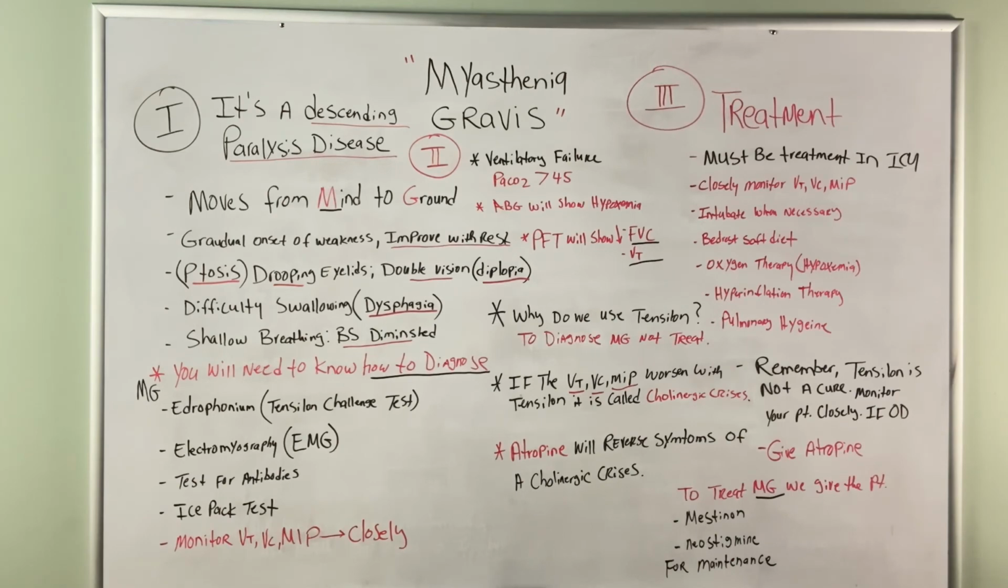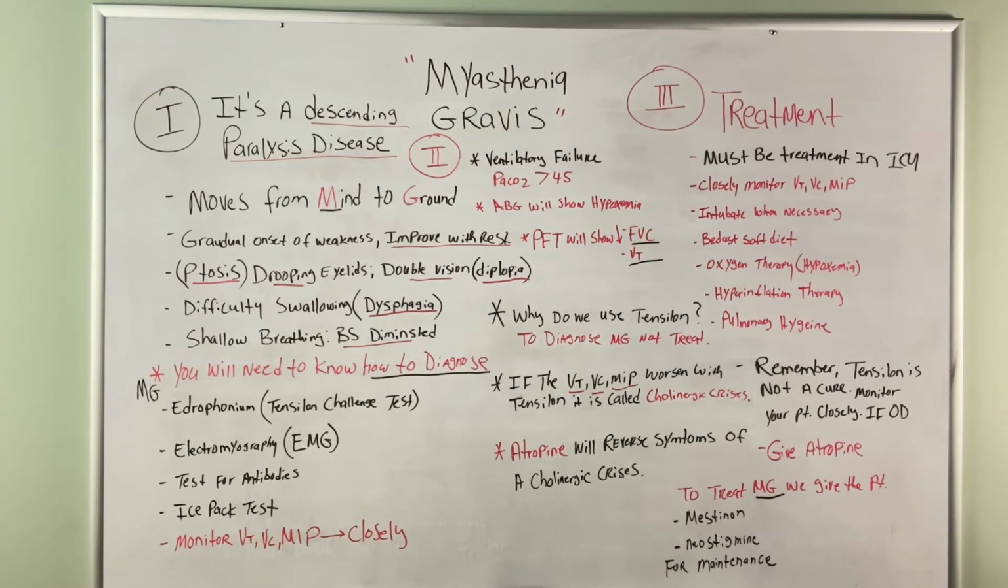Okay, there you have it, people. Roman numerals 1, 2, and 3. Myasthenia gravis is a descending paralysis disease. It moves from the head to the ground. You will see drooping eyelid, double vision, and difficulty in swallowing. The patient will have decreased or diminished breath sounds. Remember that we diagnose them with Tensilon, or we do a Tensilon challenge test. The EMG, or electromyography, is a good test to use for patients with myasthenia gravis.